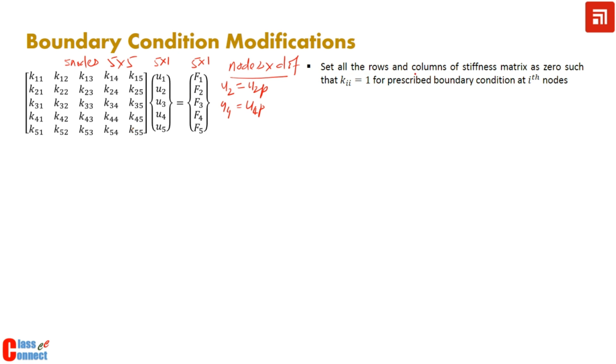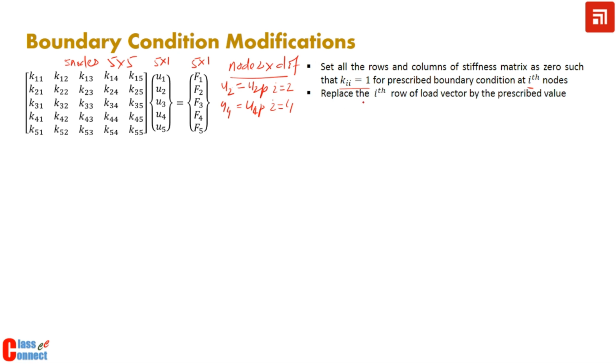Set all the rows and columns of the stiffness matrix as 0 such that Kii is equal to 1 for the prescribed boundary condition at the ith node. So in this example we have assumed that i would be 2. So for this case i is 2 and for this case i is equal to 4. We will apply this after going through all these steps.